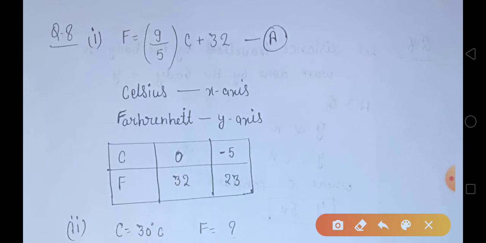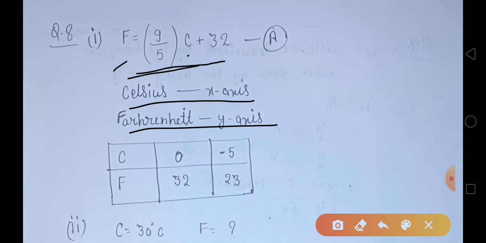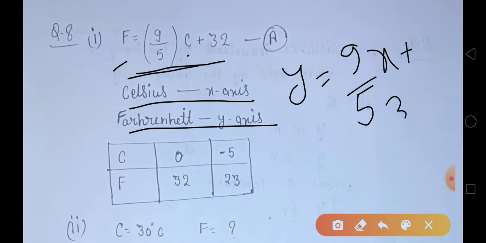f equals 9/5 c plus 32. It is a linear equation where f and c are variables. Celsius is the x-axis, Fahrenheit is the y-axis. You write it like this: y equals 9/5 x plus 32. Both are the same. In place of f write y and in place of c write x. Now put the value of c and find out the value of f.